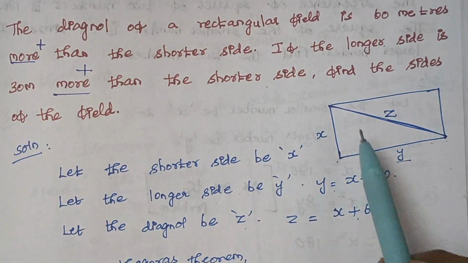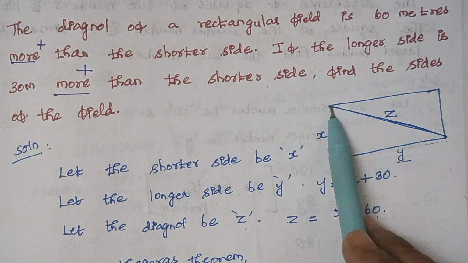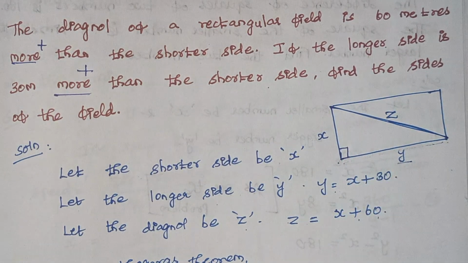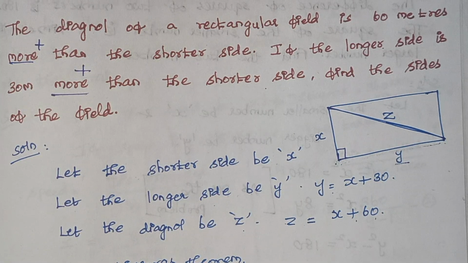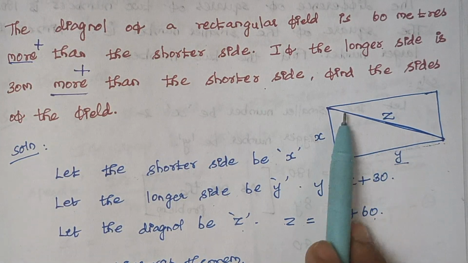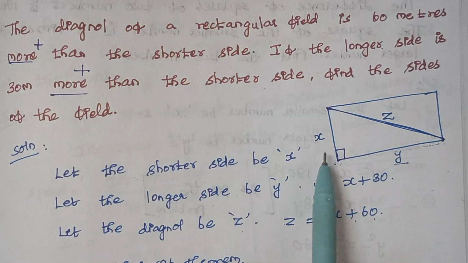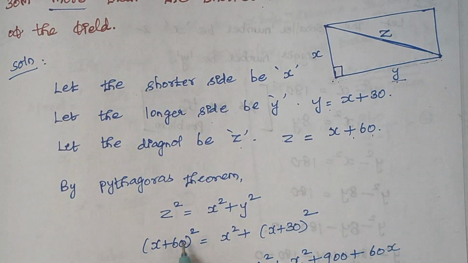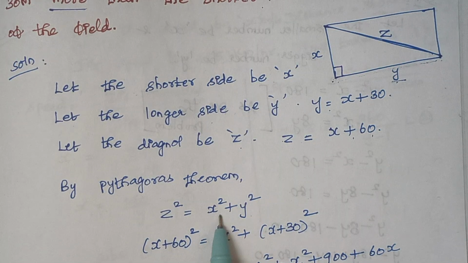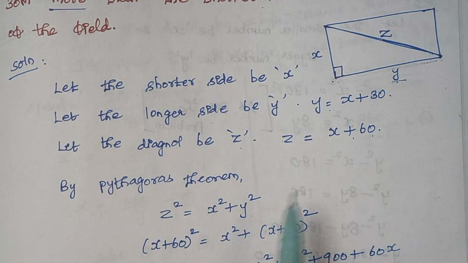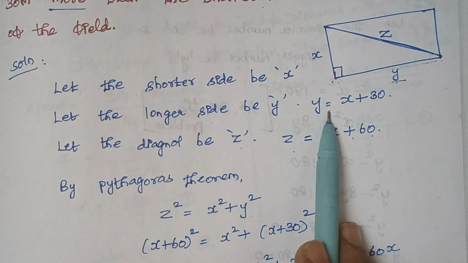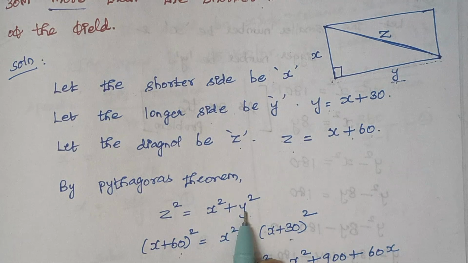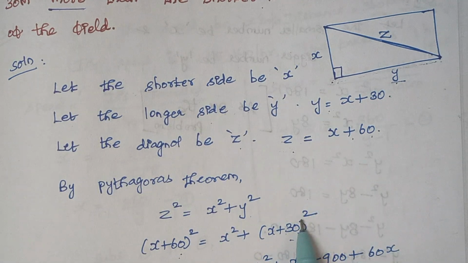Now when you look carefully, this part represents a right angle triangle because here the angle is 90 degree. Here we have a perfect L shape. So when you apply Pythagoras theorem, we can write z square is equal to x square plus y square. This is as per Pythagoras theorem. And here we know how to write z and how to write y. So just replace the values. So z is replaced by x plus 60 and y is replaced by x plus 30 and here the respective squares.